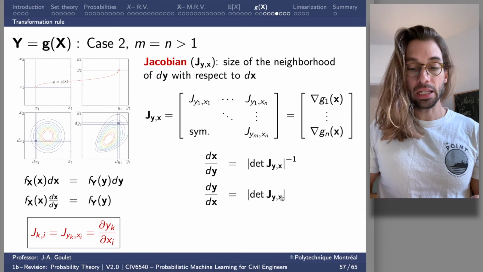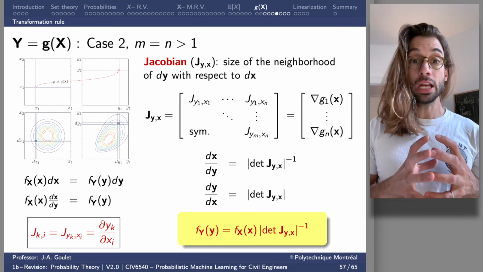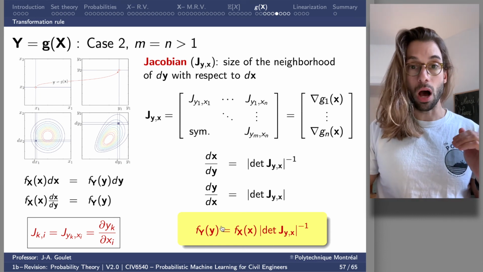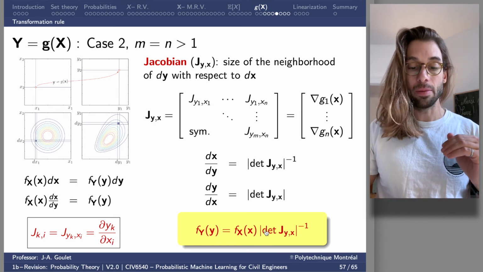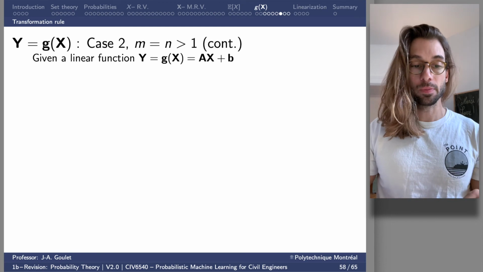And dy dx is going to be simply the inverse of this. So at the end, what we're looking at is analogous to what we had before. We're looking for f of y being f of x times, in absolute value, the inverse of the determinant of the Jacobian of y given x.